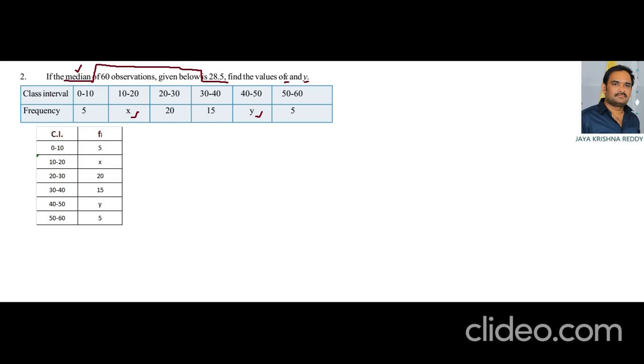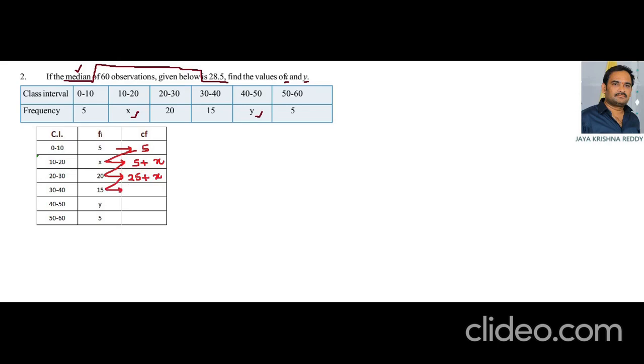So the class intervals are from 0 to 10, 10 to 20, up to 50 to 60, and the frequency values are 5, x, 20, 15, y, 5, as given in the question. Next we have to go for the CF column, cumulative frequency. The first CF value, of the first class interval, is equal to the frequency 5, and for the next one you have to add this 5 to the next class frequency x. So we can write it as 5 plus x, and it should be added to the next frequency 20. So 20 plus 5 becomes 25, and plus x as it is. And next we have to add it to 15.